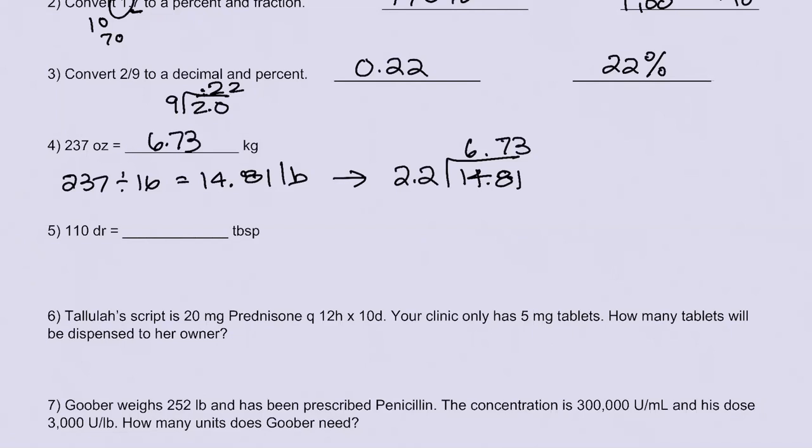All right, so drams to tablespoons. For this one, you're going to have to know how many drams are in a tablespoon. So I'm going to help you out here. For every dram, it is 0.25 tablespoons. Okay, so now I'm just going to go 110, multiply that times 0.25, which gives me 27.5 tablespoons.